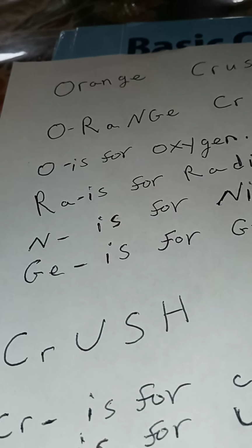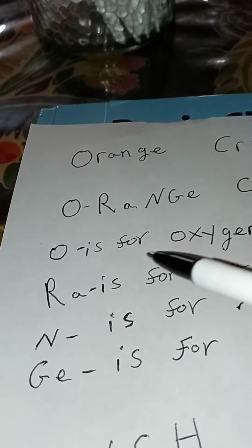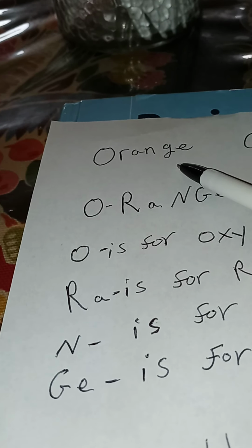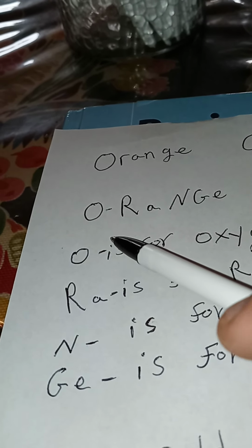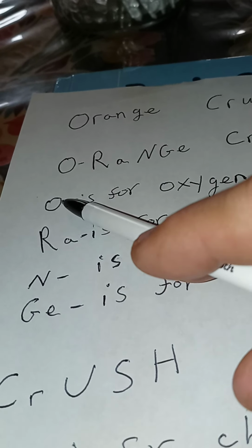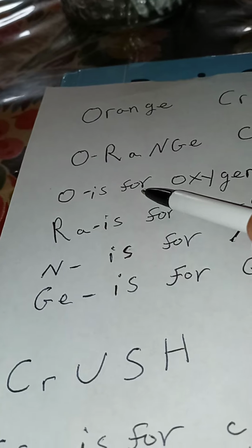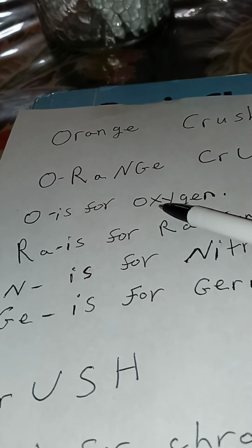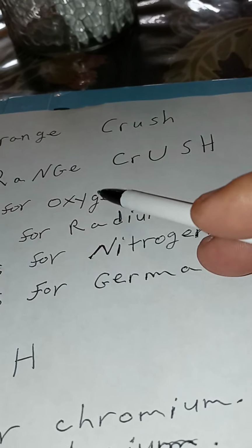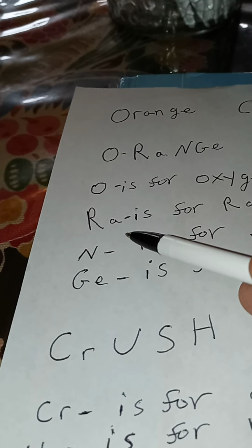But let's start with the word orange. You always see orange soda, orange juice, right? Orange this, orange that. So you got orange right here. Now, orange is capital O, R-A-N-G-E. The capital O of orange is for oxygen. Okay, oxygen is spelled O-X-Y-G-E-N, capital O.